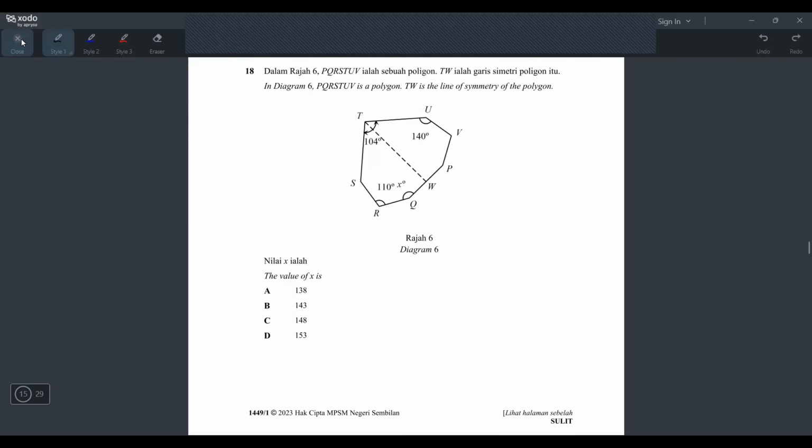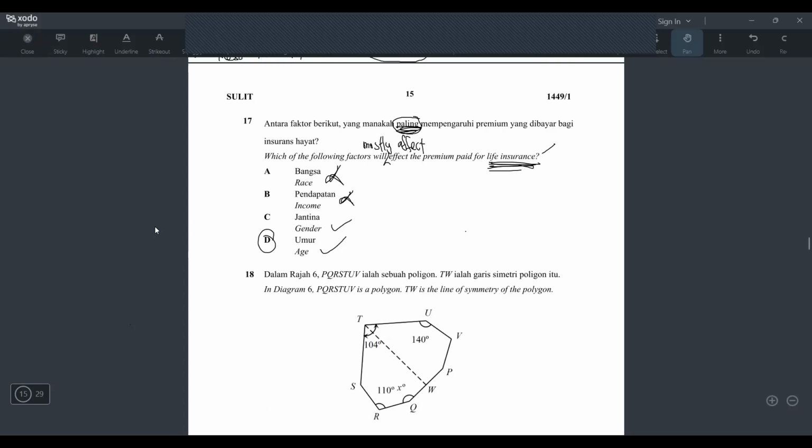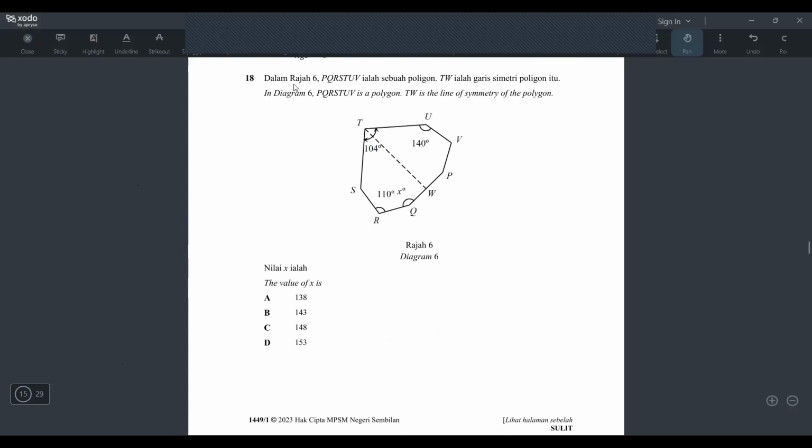Okay, number 18. It means you just pick the answer that makes the most sense. Yang paling makes sense. Okay, number 18. In diagram 6, PQRSTUV is a polygon. Okay, it's a polygon. And then TW is the line of symmetry of the polygon. So this is the axis of symmetry.